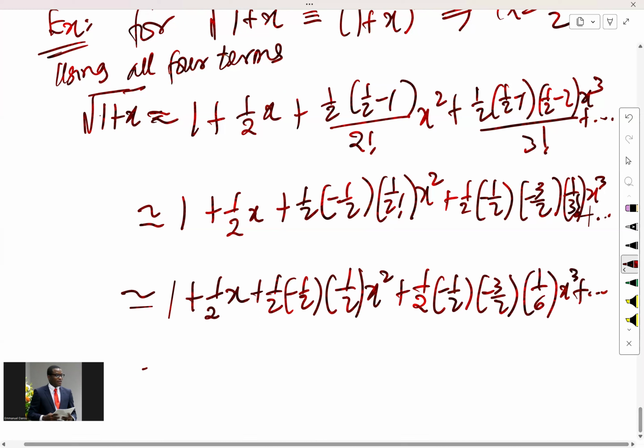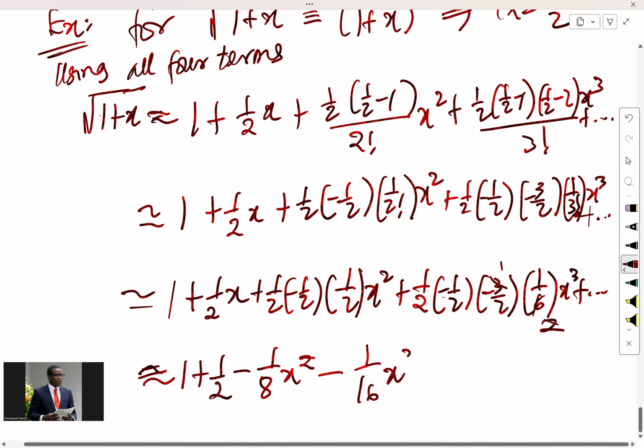Okay, so we have approximately still 1 plus half x, then minus 1 over 8 x squared, because 2 times 2 times 2 is 8, x squared. Then here, this is 6 now. 3 cancels here, 1. 3 here is 2. So minus and minus is plus, so everything is plus there. So that's plus 1 over, of course, don't forget this is 2, so that's 1 over 16 x cubed plus all that.